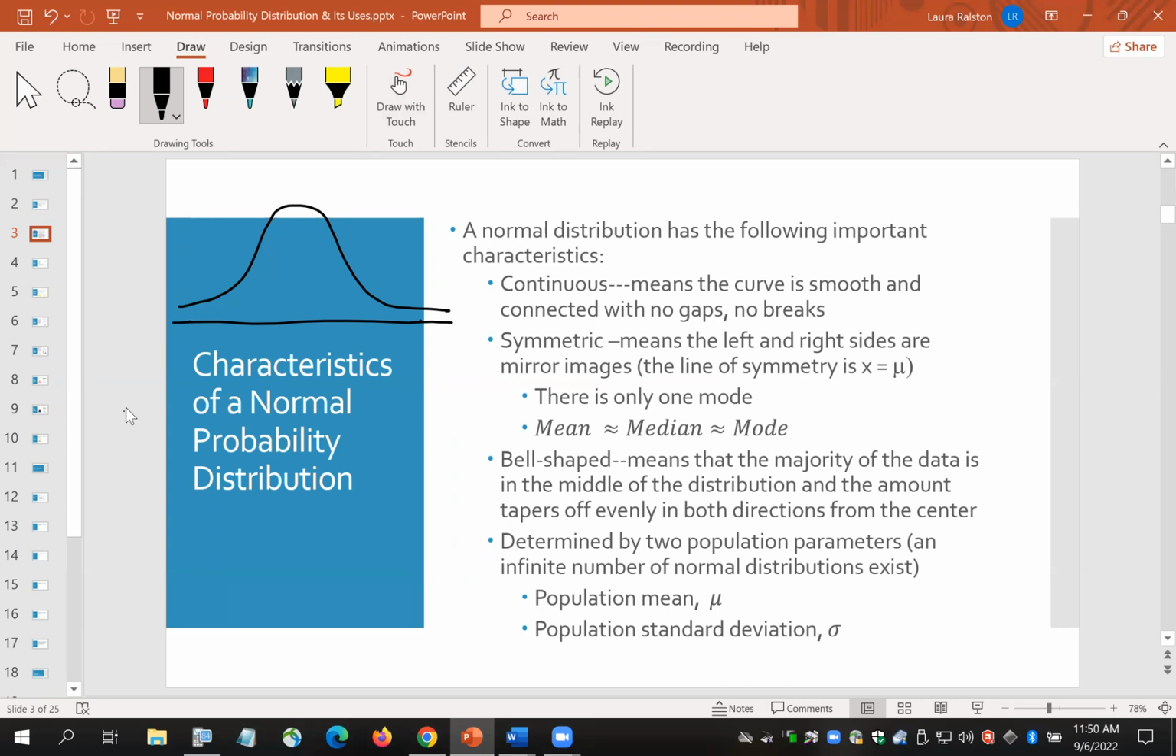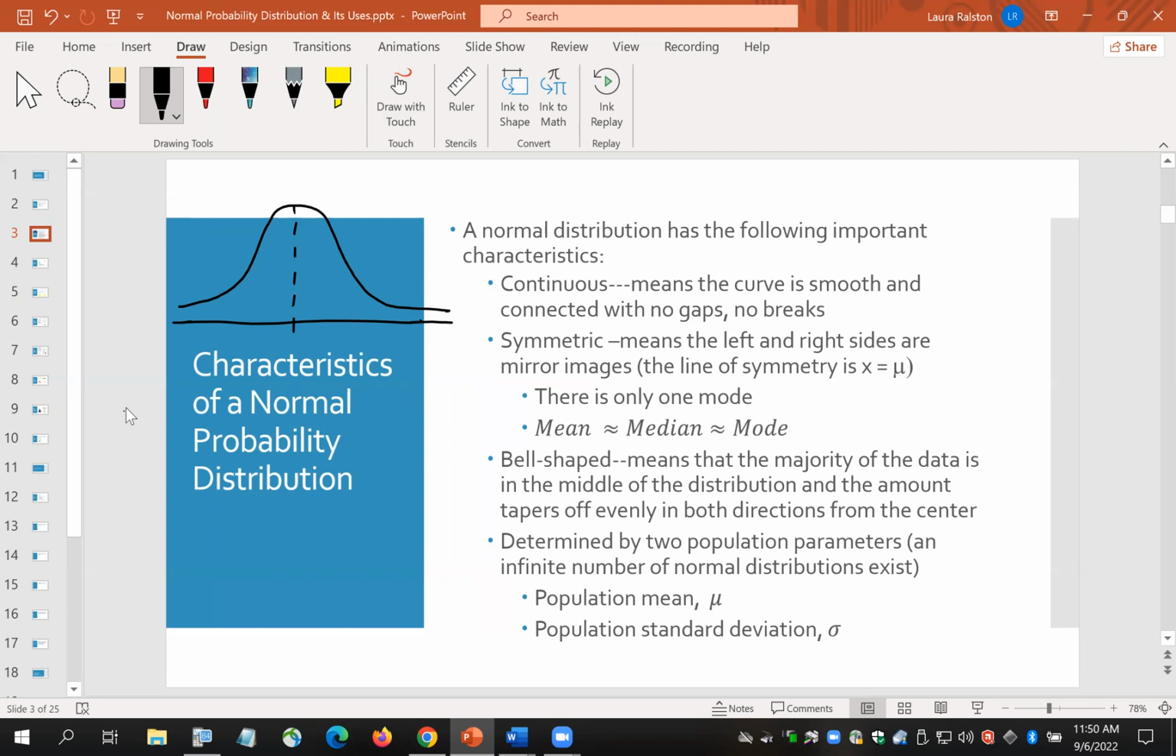Again, that gives us that sense of being continuous. It is symmetric. If you could imagine a line in the middle of the graph that we would fold across, like fold on the dotted line, so to speak, you couldn't tell the left side from the right side.